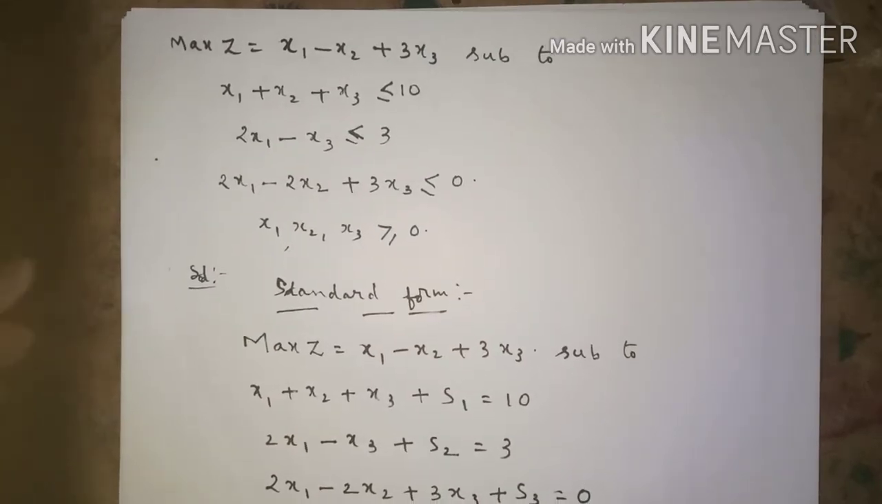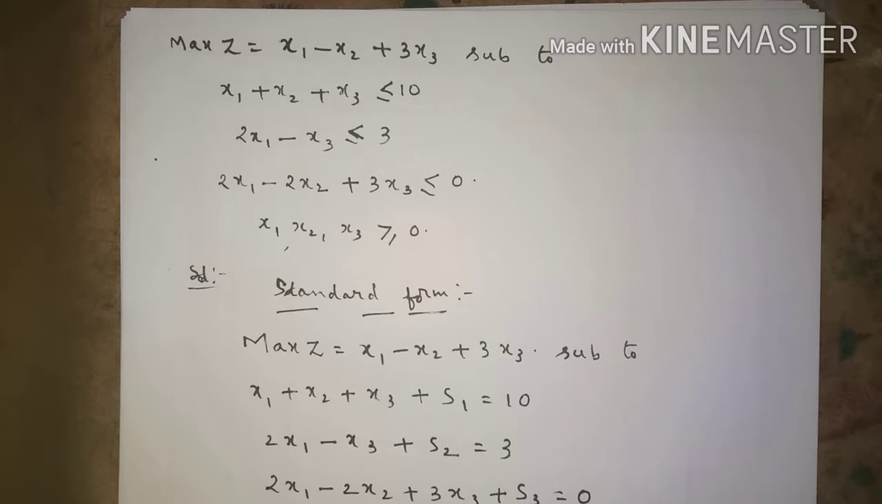First we will convert the given LPP into the standard form. While converting into the standard form, you have to check whether the given objective function is max z or not. If it is max z, you have to keep it as it is. If it is min z, then you have to multiply both sides with -1 and convert into maximization of z. Here in our problem, given is max z, that's why I wrote it as it is.